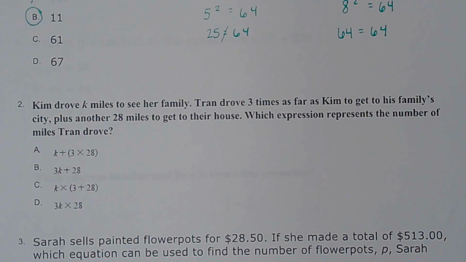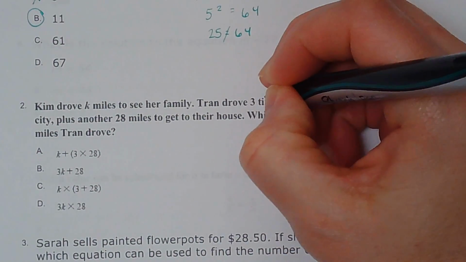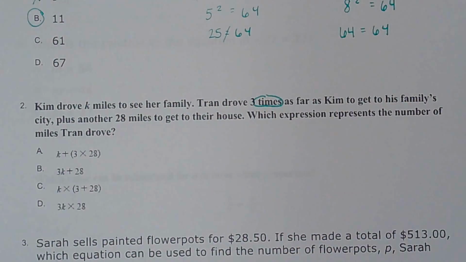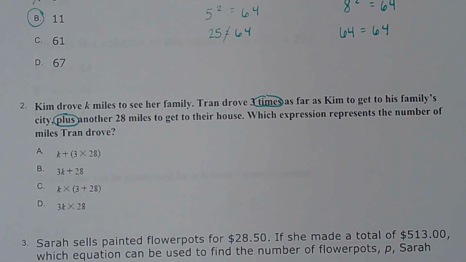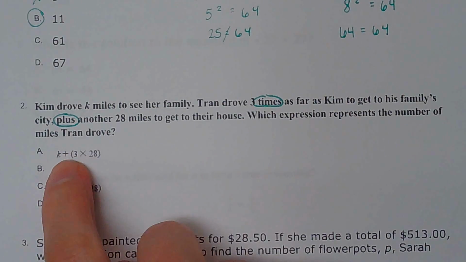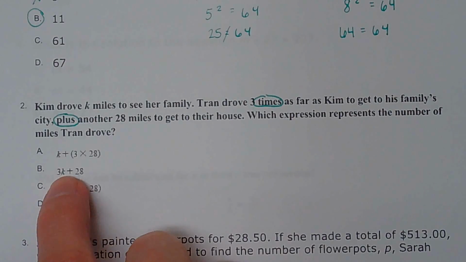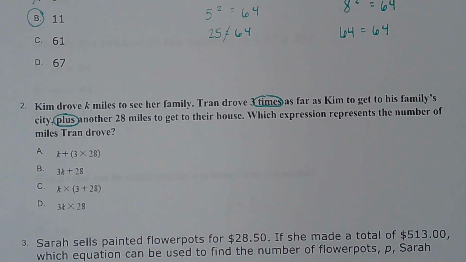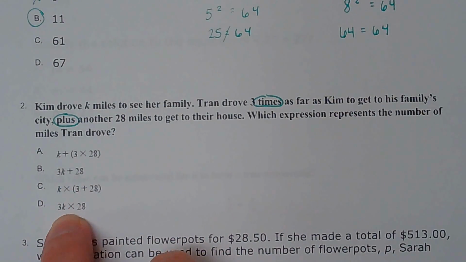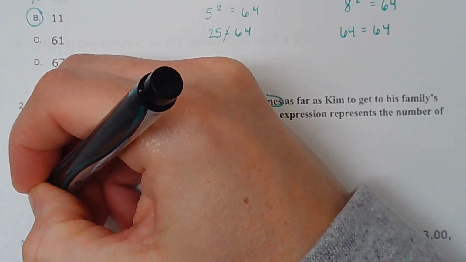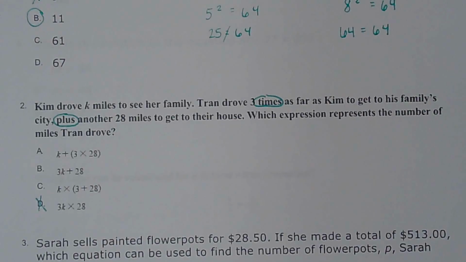So a couple things we need to pick up on is I see the word times and I see the word plus. So I know that my problem has to have multiplication and addition going on in it. So if I look at my answer choices, addition, multiplication, remember this is really multiplication right here because 3 and k means you're multiplying. So 3 times k, that's multiplication and addition. Multiplication, addition, this is multiplication and multiplication. So I already know that D cannot be it because it doesn't have any addition going on.